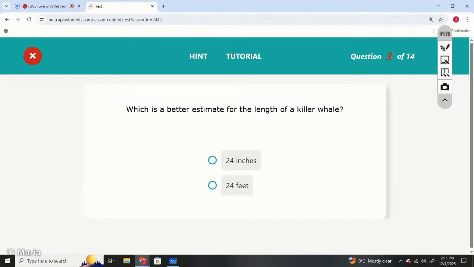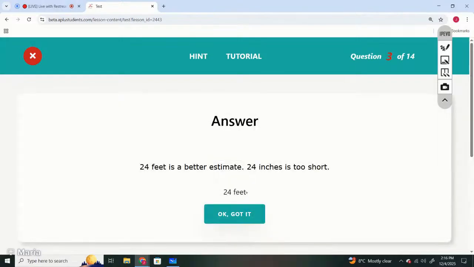Which is the better estimate for the length of a killer whale? The length of the killer whale would be 24 feet, because 24 inches is too short. 24 feet is the better estimate.